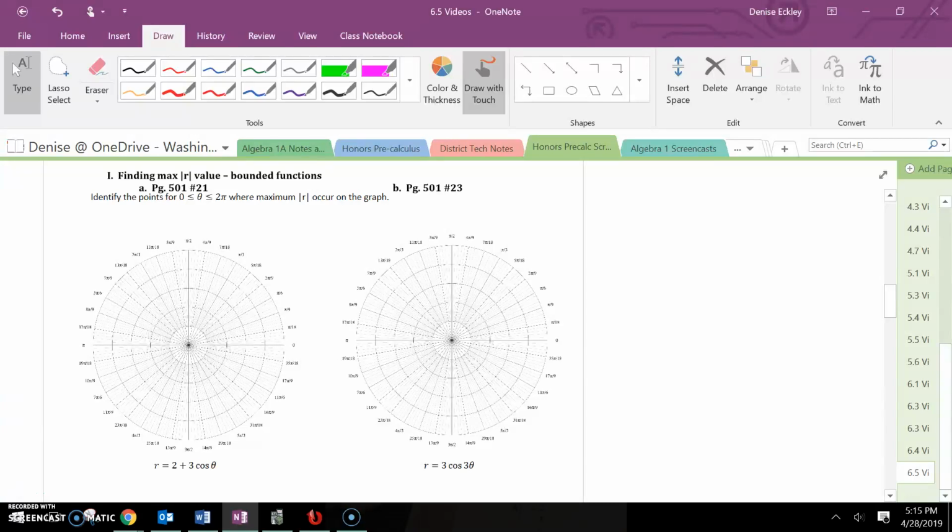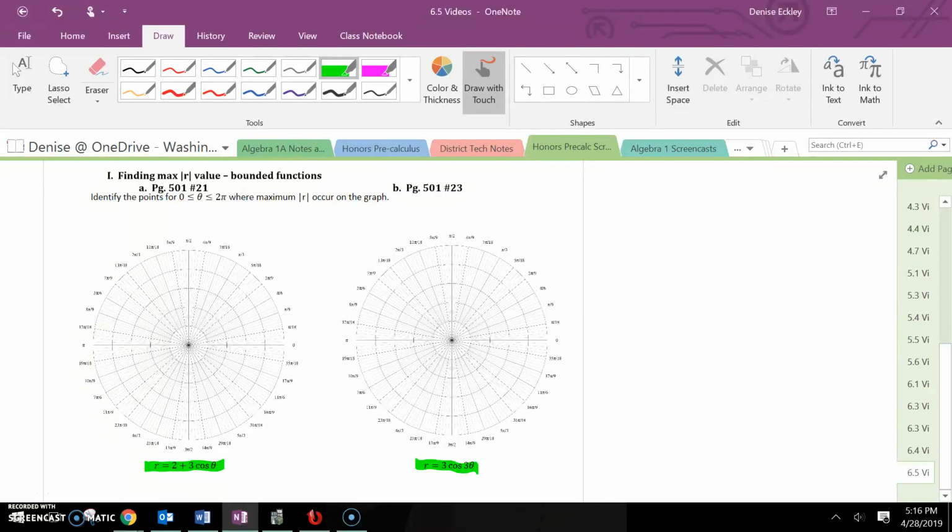Okay, page 501, number 21 and 23. We're finding max R values for bounded functions. So we're supposed to find the points when theta is from 0 to 2 pi, where maximum R value occurs on the graph. For the first one, we have the equation R equals 2 plus 3 cosine theta. And the second one is R equals 3 cosine 3 theta.